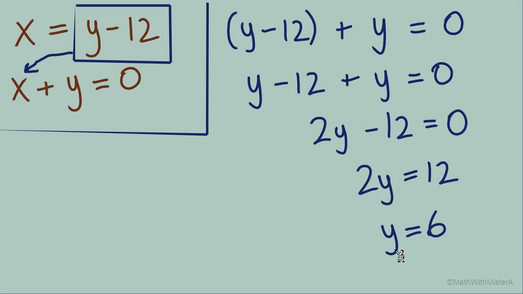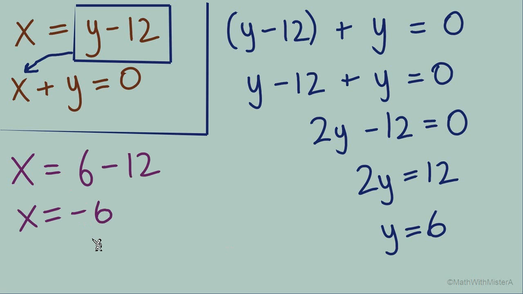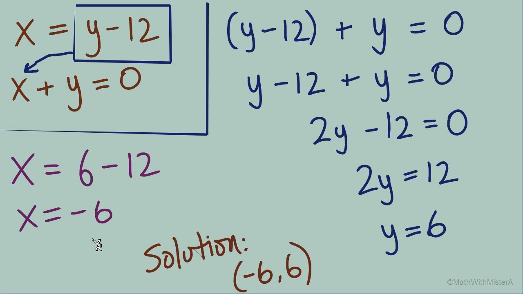Once we have the value for y, we're going up to our equation that we started with, that x equals y minus 12. But now we're putting in place of y our solution here, 6. So x equals 6 minus 12. Real quick one, just the subtraction equals negative 6, and we have our ordered pair solution. x equals negative 6, y equals positive 6.